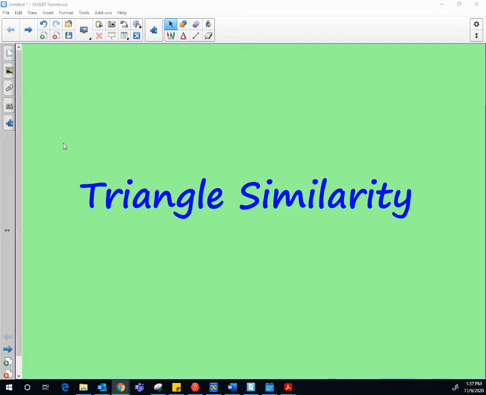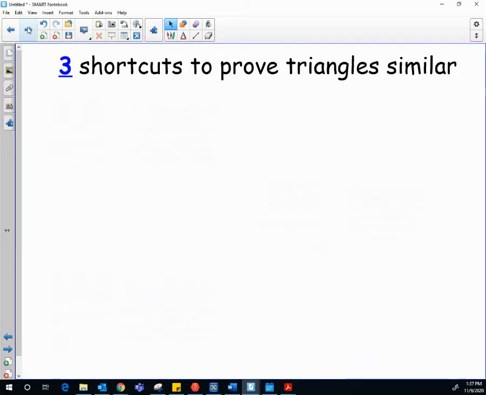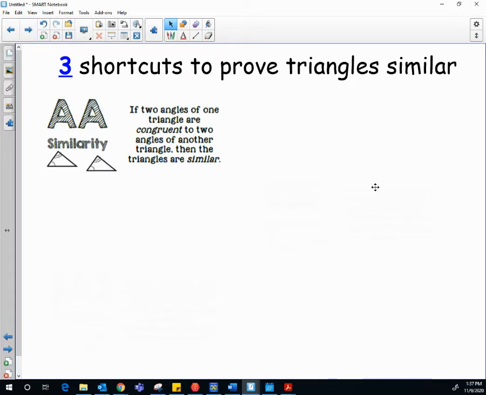All right, so let's talk about triangle similarity. There are three shortcuts to prove triangles similar. Remember with congruent triangles, there were 5 ways. Here with similar triangles, there's 3 different shortcuts. The first one will be AA, or angle-angle similarity.